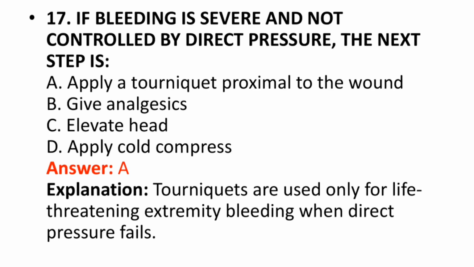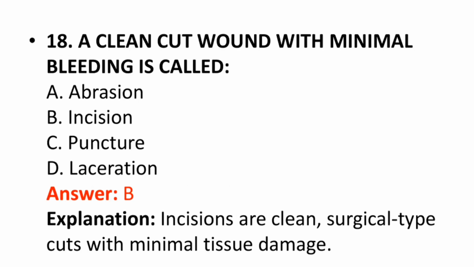If bleeding is severe and not controlled by direct pressure, the next step is: option A, apply a tourniquet proximal to the wound; option B, give analgesics; option C, elevate head; option D, apply cold compress. The correct answer is option A, apply a tourniquet proximal to the wound. Tourniquets are used only for life-threatening extremity bleeding when direct pressure fails. If bleeding is severe and not controlled, then apply a tourniquet.